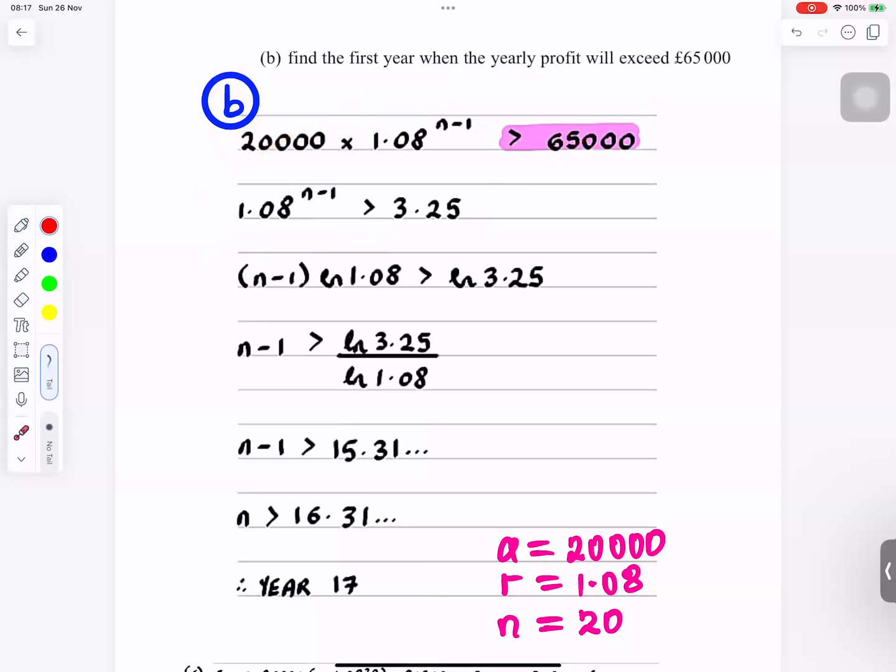And then you put log and the power to the front. So the n minus 1 will come to the front. So we're using natural log in this case. And then you divide by ln 1.08. And then you add 1 to both sides. So you got 16.31. But you cannot have 0.31 of a year. We want the whole year. So it has to be bigger. So that's why we choose 17.